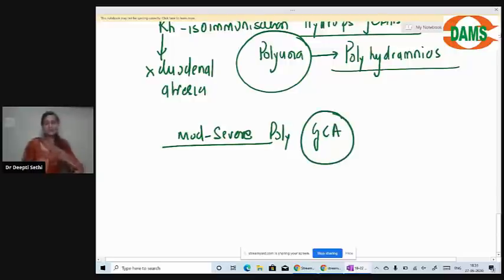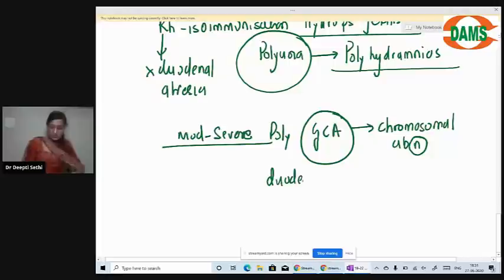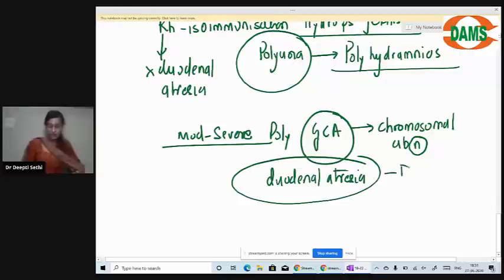And one of the important things that I would like to ask you here is, why should a baby have GCA? Why should a baby be anomalous? One of the important reasons why a baby would be anomalous is chromosomal abnormalities, right? So probably the baby's chromosomal makeup is abnormal, which is resulting in duodenal atresia here. I hope you know, it has a very strong association with Down syndrome. It's a characteristic GIT finding in the babies of Down syndrome, right? You have to know this.